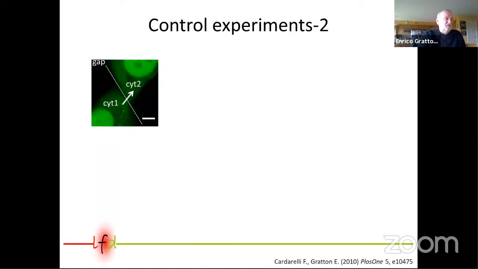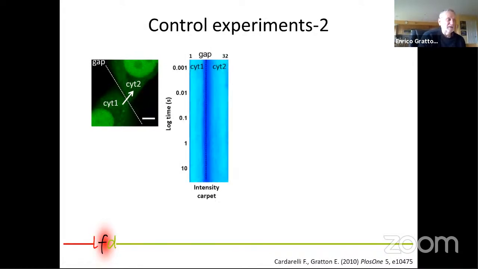Okay, so let me finish with the part now on two-dimensional PCF, which will be used also by other presentations. In two dimensions, first of all, we want to know what happens if we have two different cells. If we have two different cells, clearly, the GFP will not jump from one cell to another. So that will be the control experiment in which we have no transport. And in fact, between cell 1 and cell 2, we have essentially no intensity.